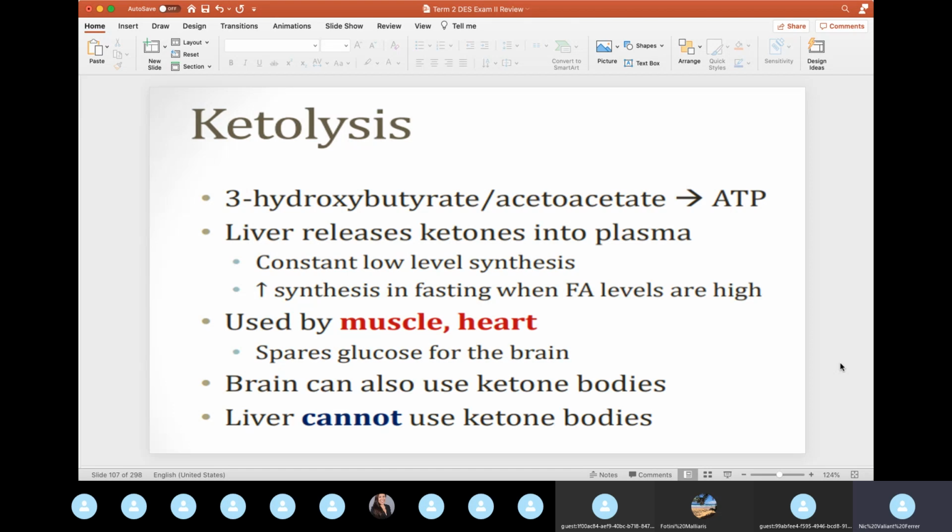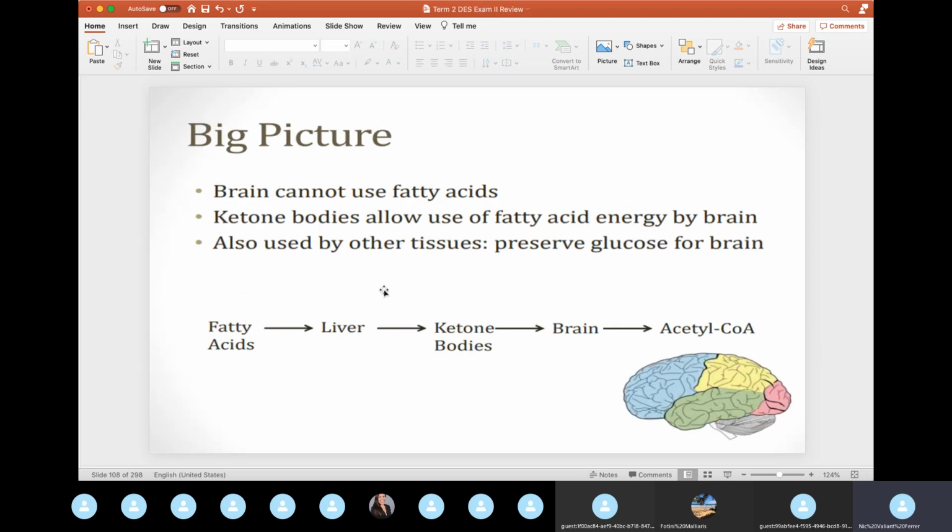Why? Because the glucose is prioritized for the brain. The brain loves glucose, right? However, if it's prolonged starvation, the brain can use ketone bodies, but the liver cannot use ketone bodies. High yield, the brain can use ketone bodies, the liver cannot use ketone bodies. So what's the big picture here? The brain cannot use fatty acids, so the ketone bodies allow the use of fatty acid energy by the brain. It is also used by other tissues, so as to preserve glucose for the brain. Okay, that's the big picture here.